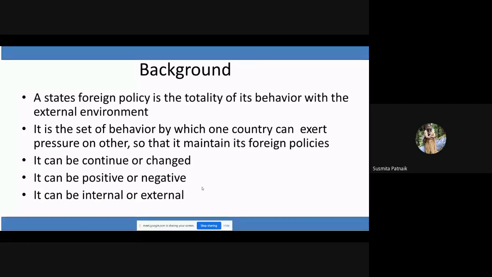Okay ma'am, okay, thanks. So the foreign policy of a country can continue or can be changed. It continues if the other country has a positive response towards it. If it has a negative impact upon the other country, then the country has to change its foreign policy. Then the foreign policy can be positive or negative. It can be positive if it changes the foreign policy of another country, and it can be negative if it cannot change the foreign policy of another country. Then the foreign policy can be divided into two types, one is called internal and the second is called external. Okay.